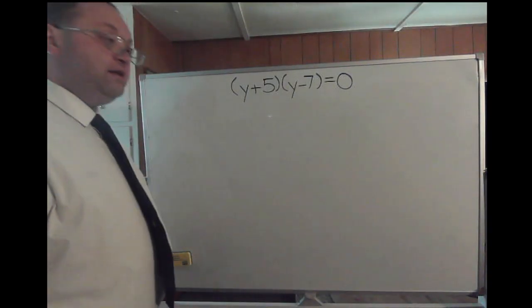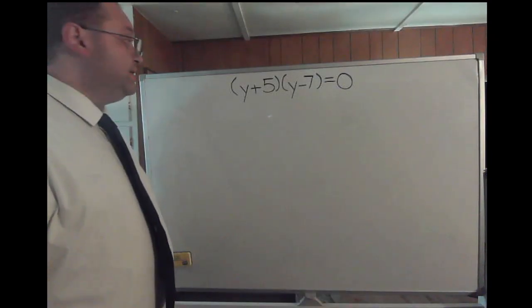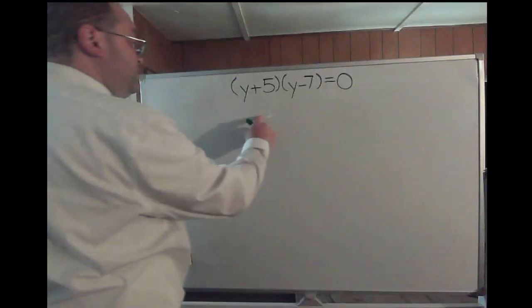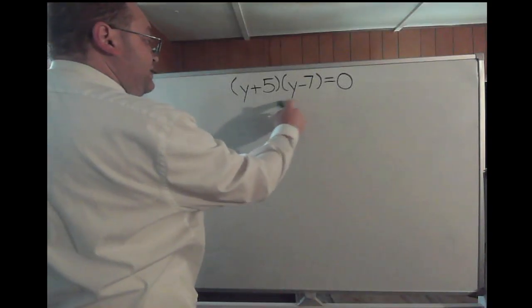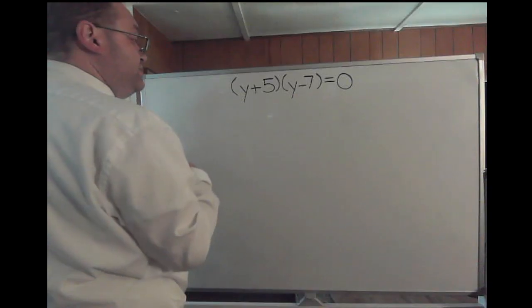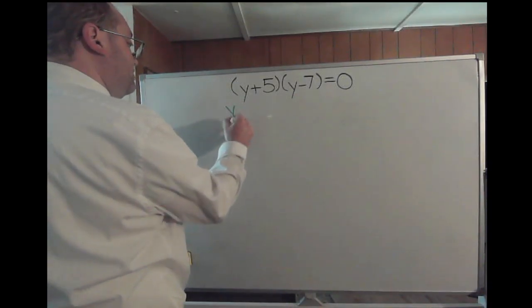So today we are going to solve quadratic equations by factoring. And this one here is already factored. You got the quantity of y plus 5 times the quantity of y minus 7. All you have to do is take each of the factors on their own and set them equal to 0.